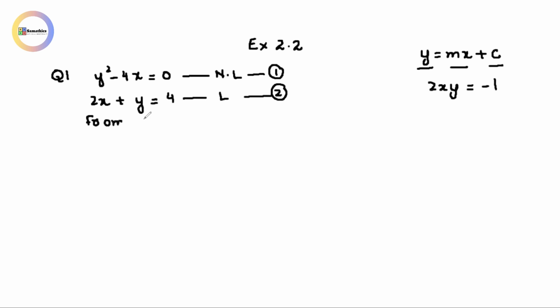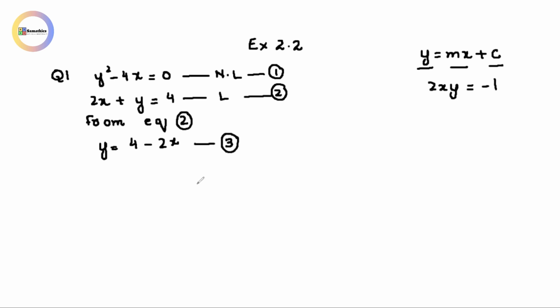So from equation 2, we will make y the subject, right? Because we have to always make subject from linear equation, right? So from linear equation, we have y is equal to 4 minus 2x, right? So we will take 2x on other side, y is positive, so it will remain here. We have got this equation. We can name this equation as equation 3.